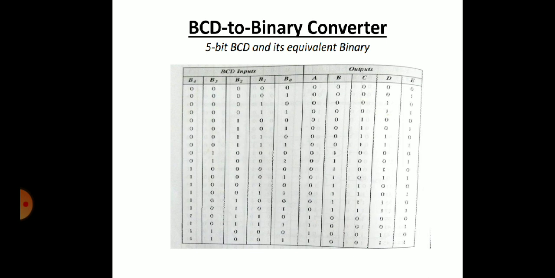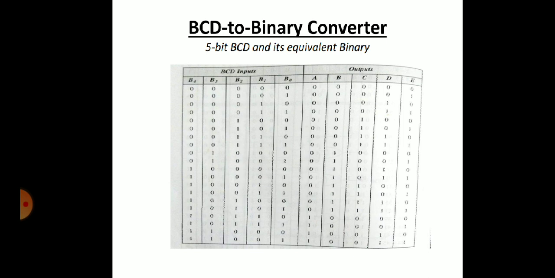How can we convert? Suppose first 0 0 0 0 0, B0, B1, B2, B3. These 4 variables represent a single digit, and the remaining variable, that is B4, will represent another digit. So from B3 to B0, the representation is 0 0 0 0, so its equivalent value is 0, and B4 is 0, so its equivalent value is 0, so the actual number is 0. So the binary representation for 0, using 5 bits, will be 0 0 0 0 0.